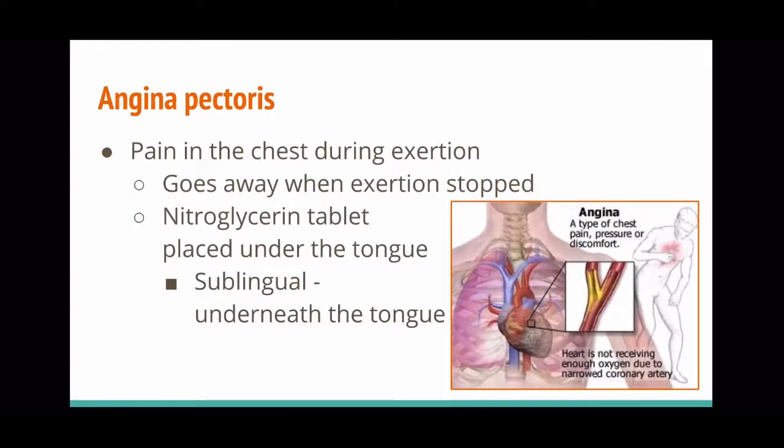Angina pectoris is pain in the chest during exertion, which is often the first sign of reduced blood supply to the heart's muscle tissue. Usually the pain will go away when the person stops exerting themselves, or if a nitroglycerin tablet is placed under their tongue. If you didn't know this, placing medication underneath a person's tongue will get it into their bloodstream faster, and there's a term for that, and that is sublingual, and it is on your word list. So sublingual means underneath the tongue, so placing medication sublingually is going to get it into the person's bloodstream faster.